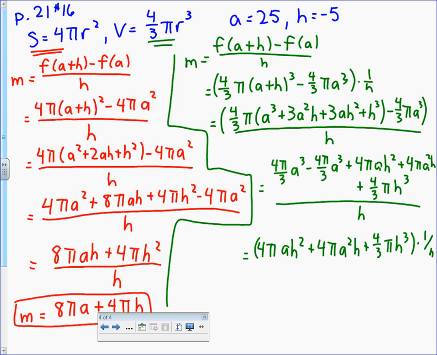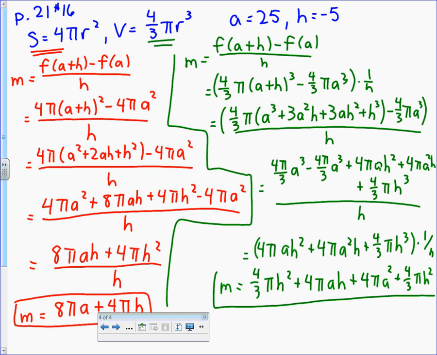Okay? Which turns into the slope for this should be 4/3 pi h squared plus 4 pi a h plus 4 pi a squared plus 4/3 pi h squared. Now I'm hoping somebody writes these down for me, please, so I don't have to do that again. Okay, questions and fears. That's just algebra.